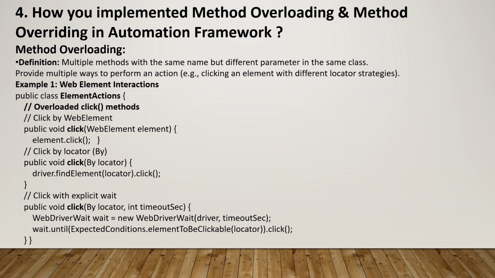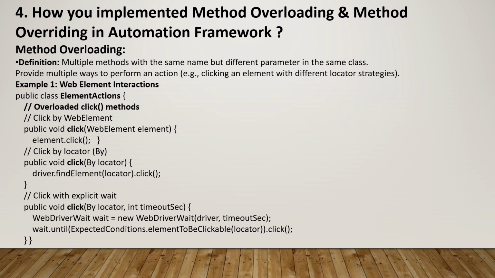Next question is how you implemented method overloading and method overriding in automation framework. Before that, first we will understand what is meant by method overloading. Multiple methods with the same name but a different parameter in a same class is nothing but a method overloading, and it provides multiple ways to perform an action, that is clicking an element with a different locator strategies.